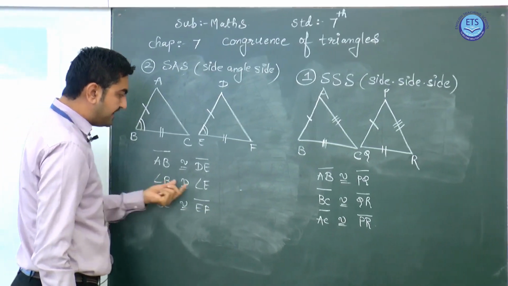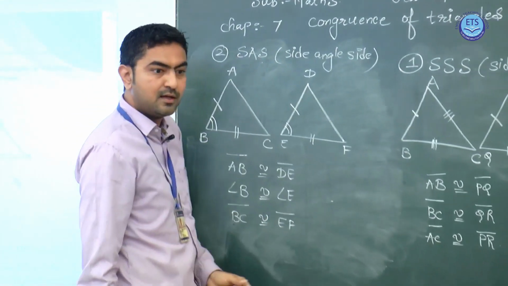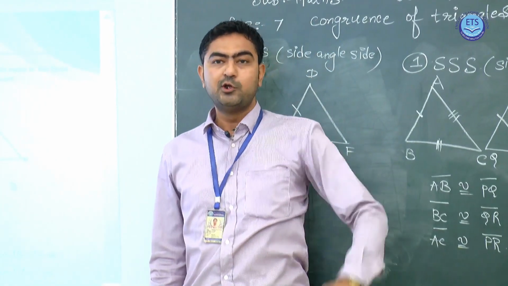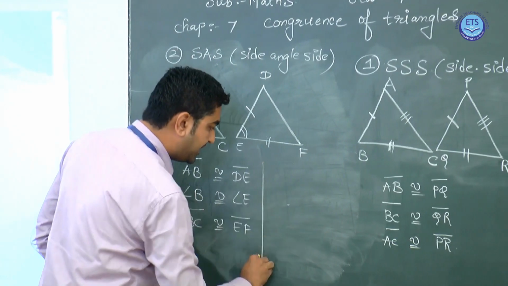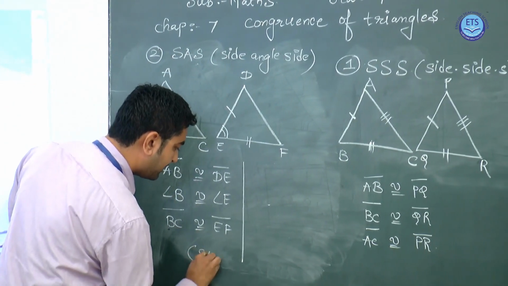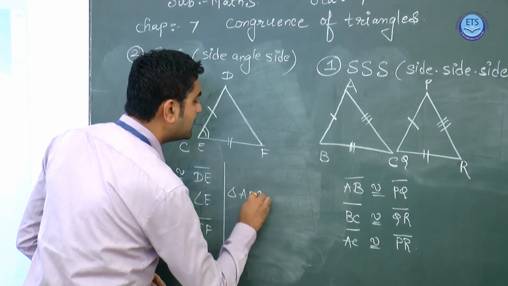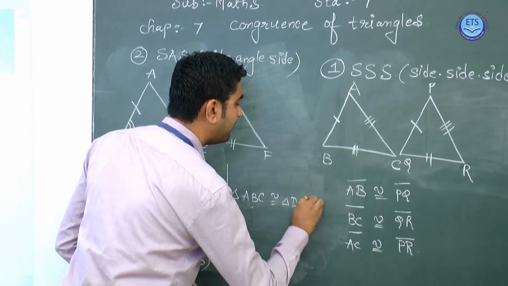Two sides and one angle. See here, two sides and one angle. By using the SAS criterion rule, you can easily say that these two triangles are congruent: triangle ABC is congruent to triangle DEF.